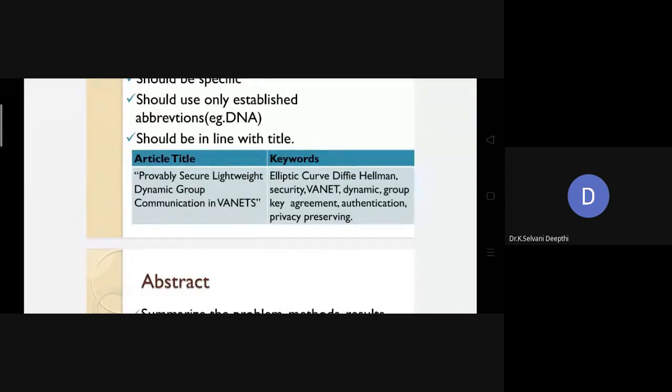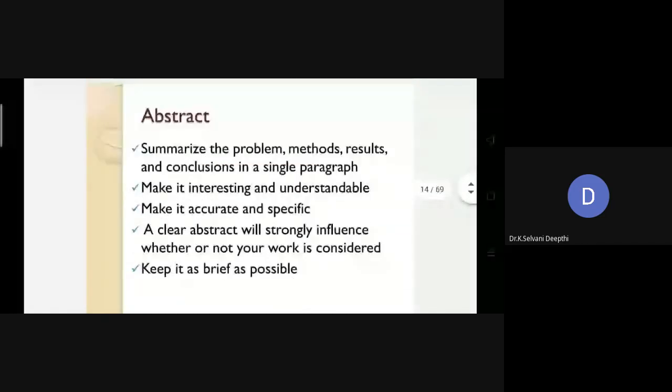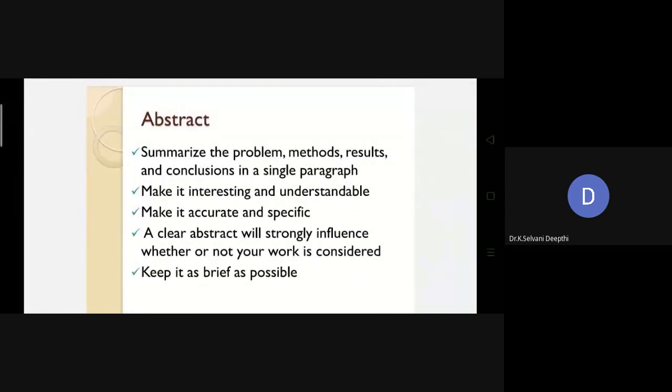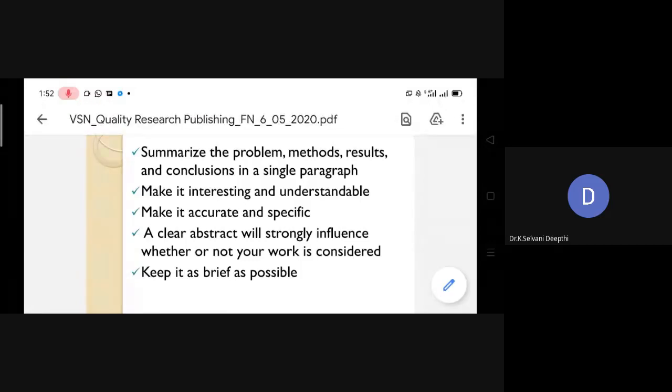So next, how to write an abstract. After the title, the next important thing is abstract. After title, next abstract, after that keywords. Okay, abstract. So abstract means it is a concise and summarized presentation of the entire paper. It should be only 500 to 600 words. Don't go beyond that. I will explain very clearly with an example.